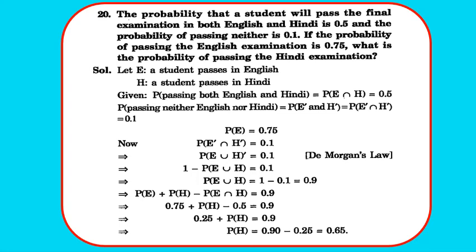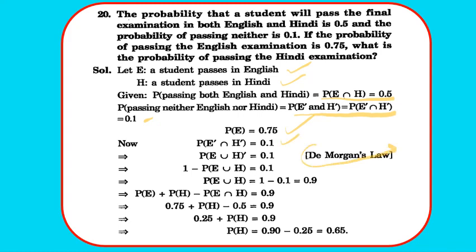Moving to question 20. The probability that a student will pass the final exam in both English and Hindi is 0.5 and the probability of passing neither is 0.1. If the probability of passing English is 0.75, what is the probability of passing the Hindi exam? So let E be the event that the student passes in English and H the event that the student passes in Hindi. It is given that passing both Hindi and English, P(E intersection H), equals 0.5 and passing neither Hindi nor English, P(E dash intersection H dash), is 0.1. So P(E) is 0.75, P(E dash intersection H dash) is 0.1.